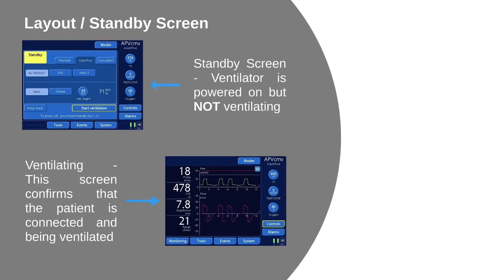If we take a look at the layout of the screen, it's important to note that when you see the screen at the top, your ventilator is actually not ventilating. It's in standby. If you see the screen at the bottom, that means that your ventilator is ventilating the patient.